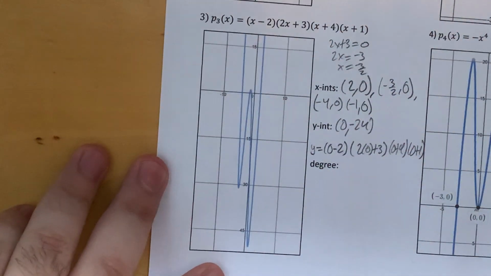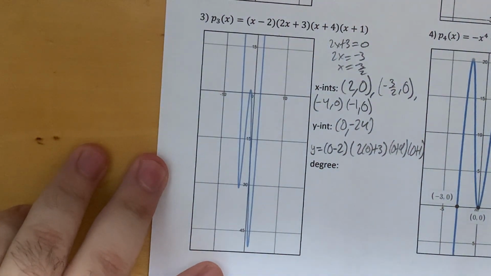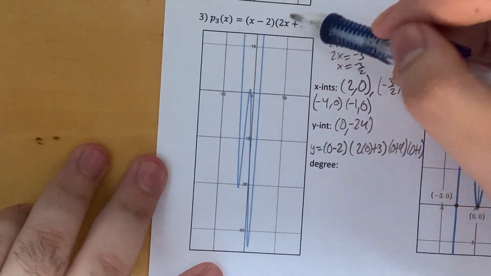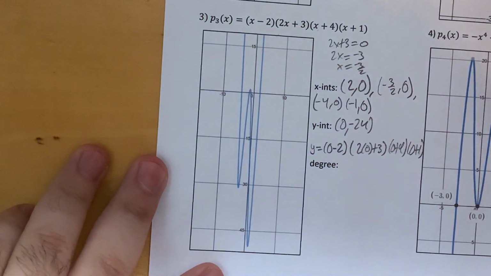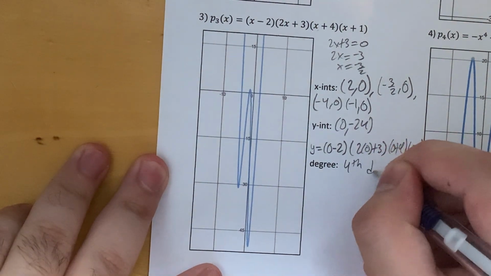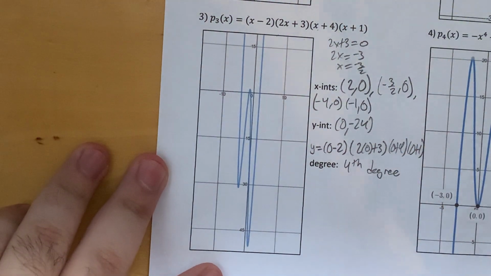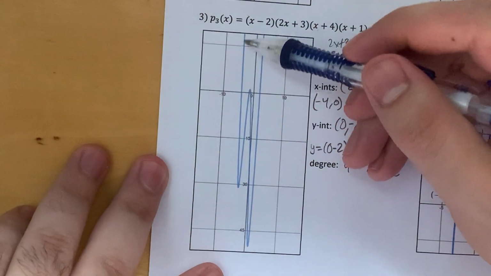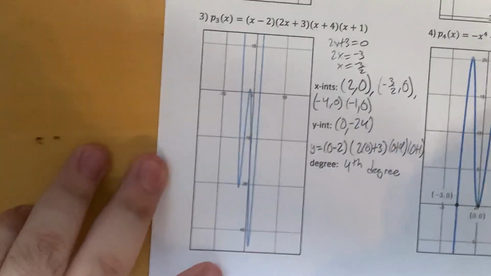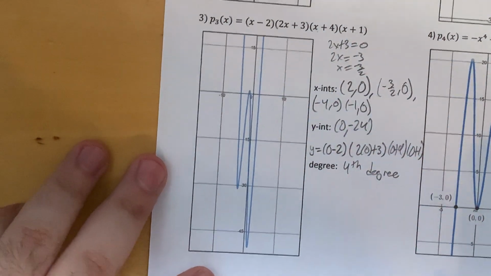All right, now the more difficult one. Degree. What is the degree of this polynomial? Well, x times 2x, 2x squared times x, 2x to the third times x, 2x to the fourth. So we don't need to worry about the 2 in front. But what is that x to the power of? 4. So we get a 4th degree polynomial. And then if we want to check on the graph, 1, change direction, 2, change direction, 3, change direction, 4. So I'm correct. Good to go.